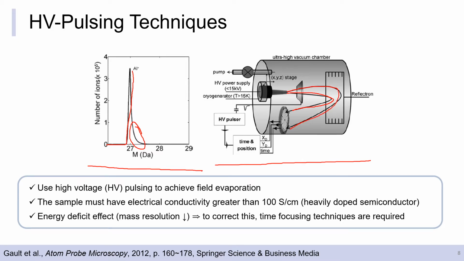A longer flight path increases the time of flight of the ions. Thus, it is possible to have ions of the same mass to charge but with different energies arrive at the detector with a similar TOF. However, HB pulsing technique can only be applied to metallic materials.